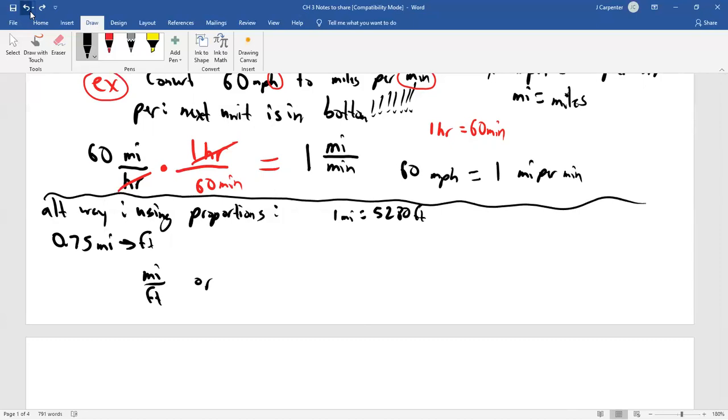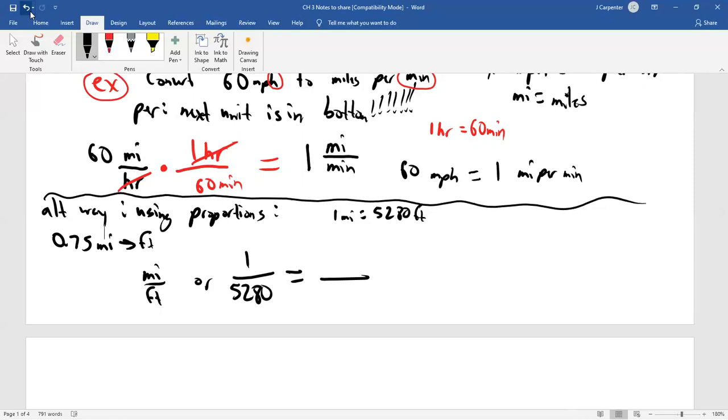So miles over feet. The first fraction you should write is the conversion factor. And it matters whether you put the 1 in the top or the 5280 in the top. It matters based on this. I have decided to put miles on top of feet. So the 1 goes in the top and the 5280 goes in the bottom. I don't write my units inside of proportions because they're assumed. Anything in the top is miles, anything in the bottom is feet. Again, this is different math than dimensional analysis.